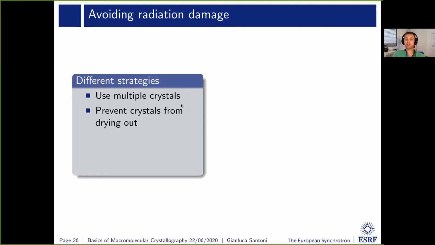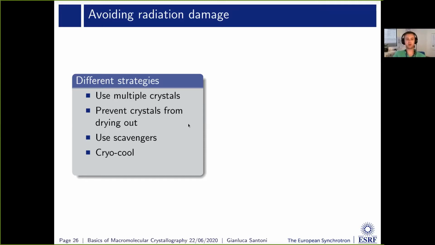We could also think of preventing crystals from drying out. I will show you different ways of keeping some humidity inside the crystal, which helps with keeping the crystal for a long time inside the beam. We could use scavengers. This is research that has been ongoing since the beginning of crystallography, basically. And scavengers are water molecules that will absorb the free radicals before they can actually cause damage, so before they interact with the protein itself.